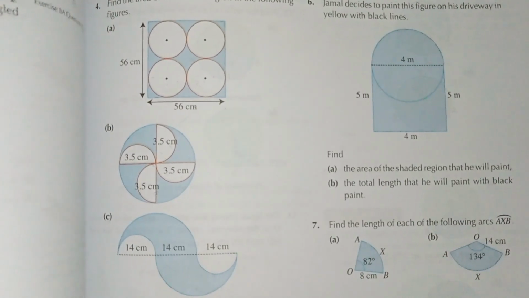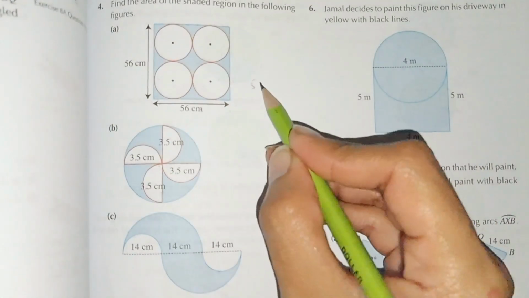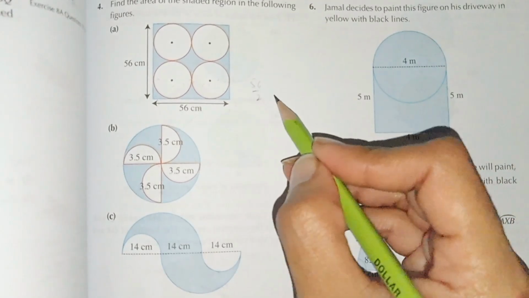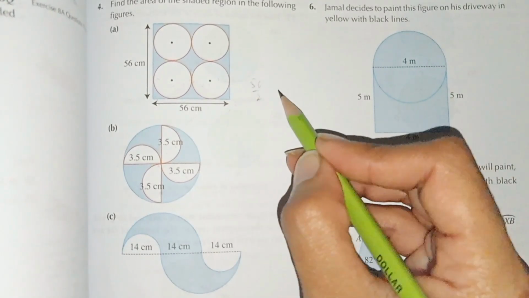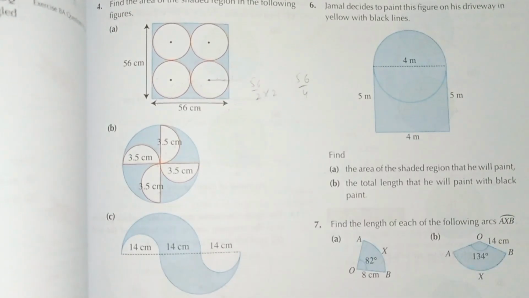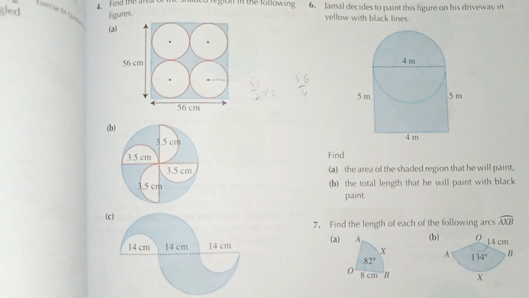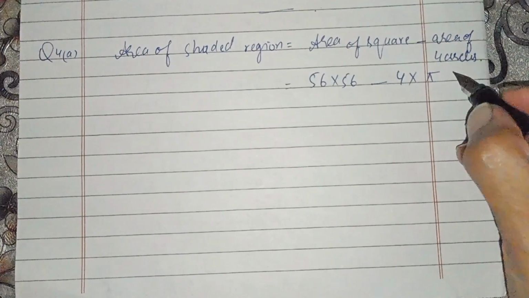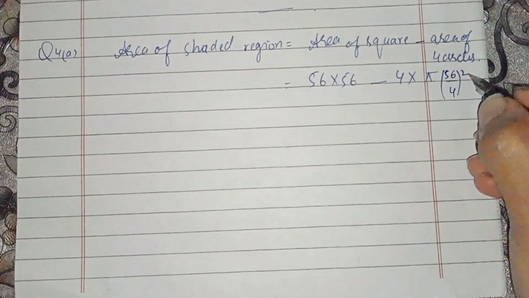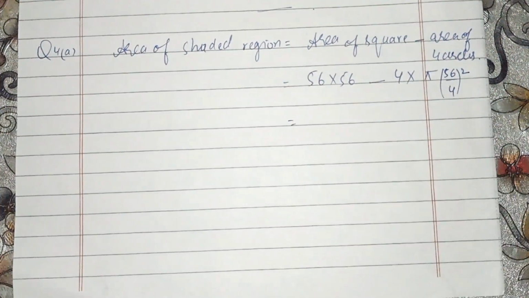You can see that it is 56, and when we divide it by 2, we get the diameter of a circle, and when this is divided by 2, we get the radius. It means we have to divide 56 by 4 and we get the radius of the circle. So we write there 56 divided by 4, squared. And now we have to solve it.